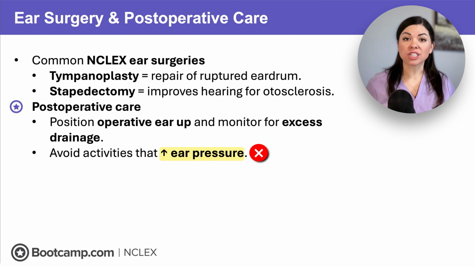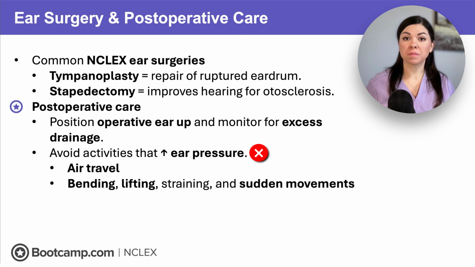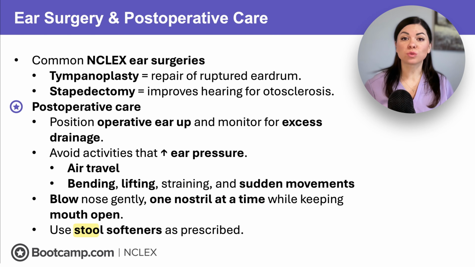Because pressure changes can worsen vertigo, that means the client should avoid air travel and they should avoid bending, lifting, straining, and sudden movements. Clients should also blow their nose gently, 1 nostril at a time with their mouth open. And finally, clients should use stool softeners to prevent straining. So if you remember one thing for NCLEX, protect the ear postoperatively and prevent any increases in pressure.